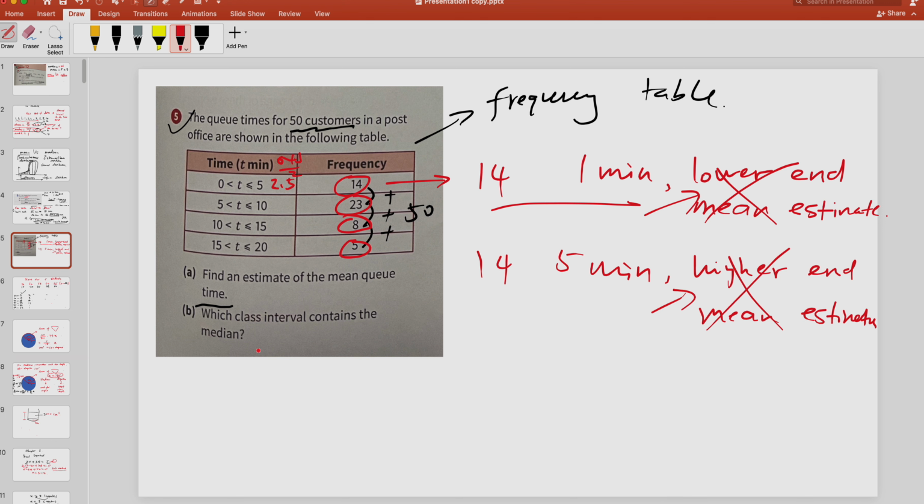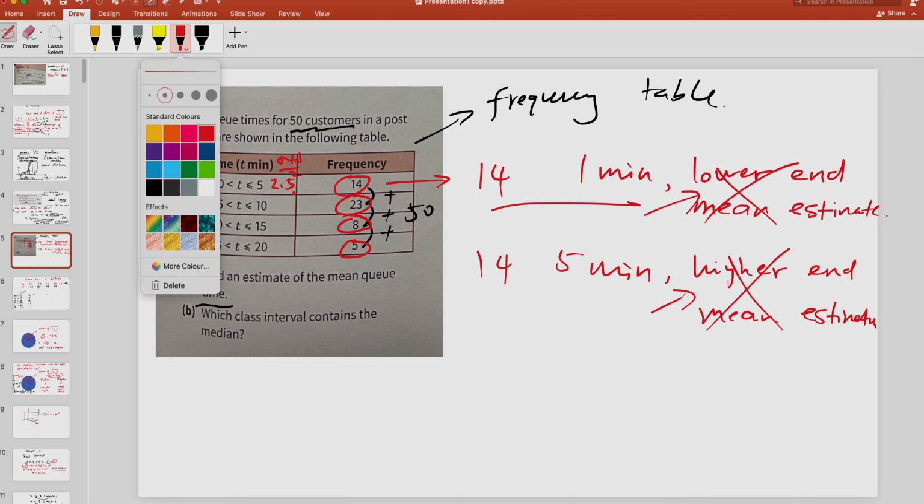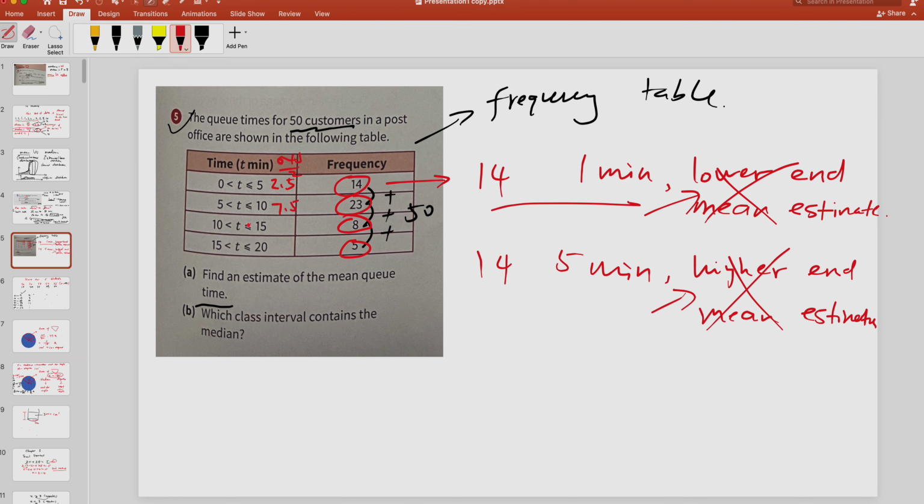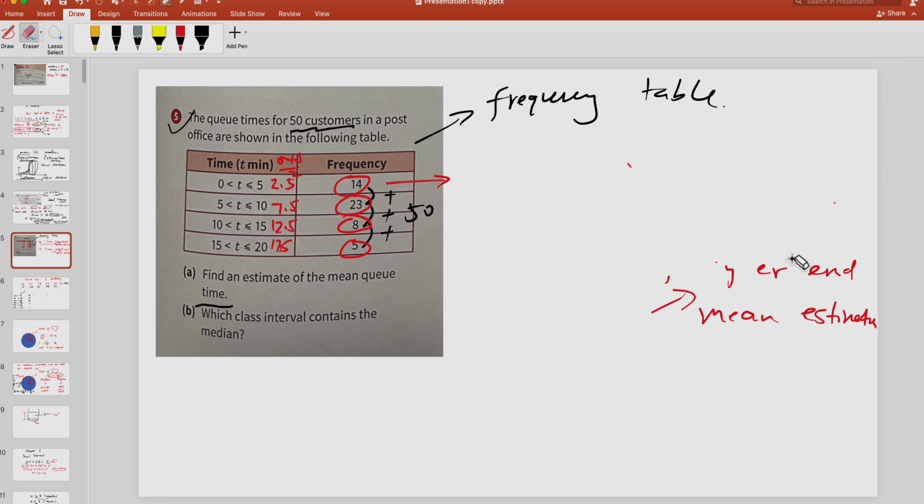2.5 is actually 0 plus 5 divided by 2. So you don't want to consider the lower end, you don't want to consider the higher end. You consider the middle. You consider the middle for this range, for this range, and for this range. Then now you will have a fair mean estimate.